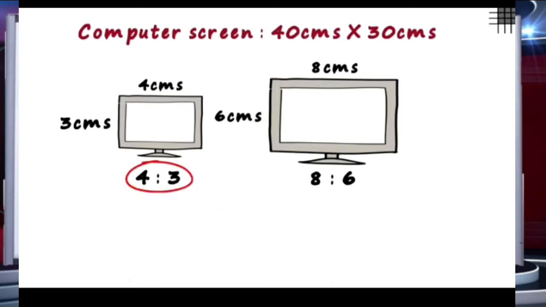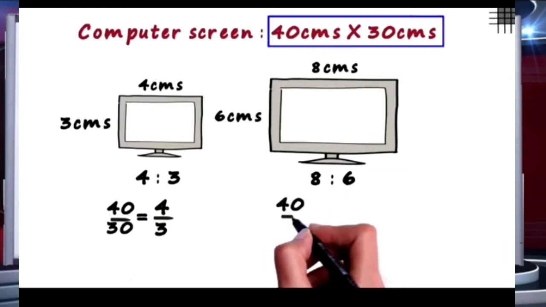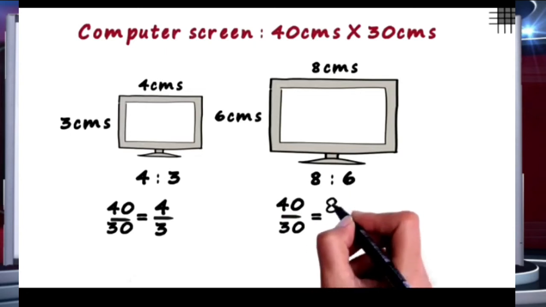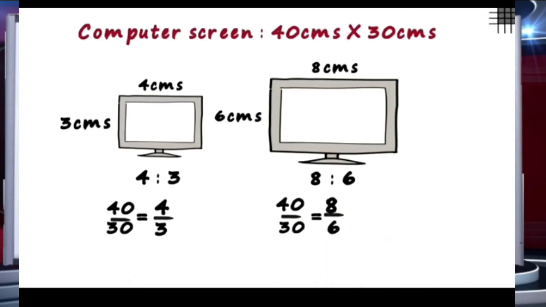Let us talk about the first case. Here the ratio is 4:3. It means, because the actual size of the screen was 40/30, when reduced, it can be written as 4/3. Basically, we are dividing numerator and denominator by 10 to get 4/3. Now look at the second one. Here the numerator and denominator are 40 and 30, and we are dividing both by 5. Here 40 divided by 5 is 8 and 30 divided by 5 is 6.